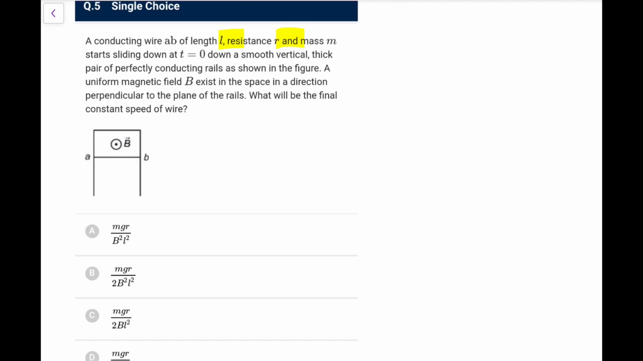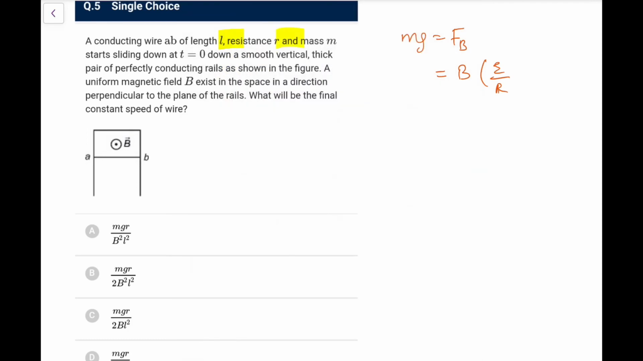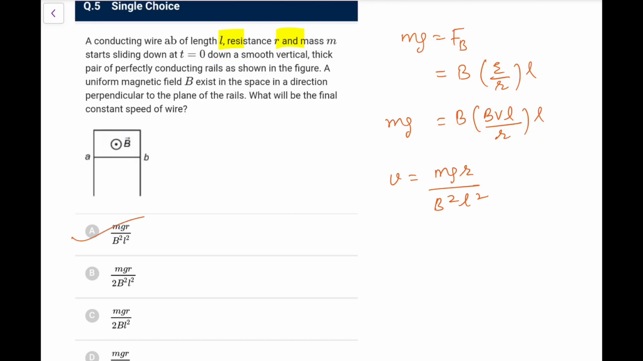At the constant final speed, mg must be equal to the magnetic force, which you know as BIL, and I is E by R. The resistance is small r, so I should write it not as capital R but as small r. So E by r into L. And what is E? You know it is BvL. So that is BvL upon r into L, equal to mg. So v would be equal to mgr upon B square L square. That should be the value. Going by the options, it is option A, I can see.